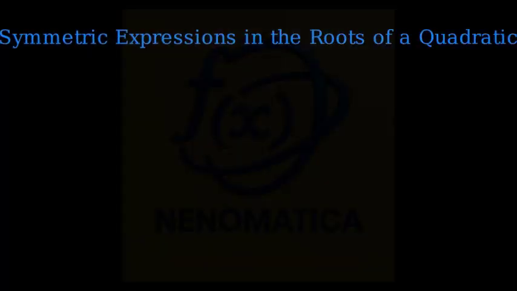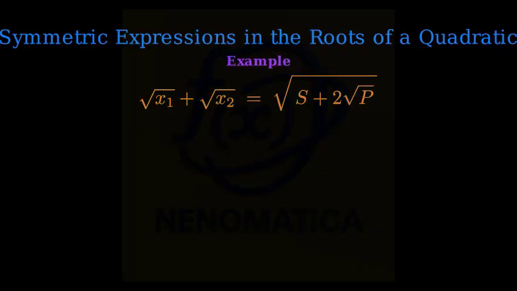In this video, we will prove a beautiful symmetric identity involving the roots of a quadratic. Here is our goal. We want to show that the square root of x1 plus the square root of x2 equals the square root of capital S plus 2 times the square root of capital P. Here, S is the sum of the roots, S equals x1 plus x2, and P is their product, P equals x1 times x2. We assume x1 and x2 are non-negative, so that all square roots are defined.